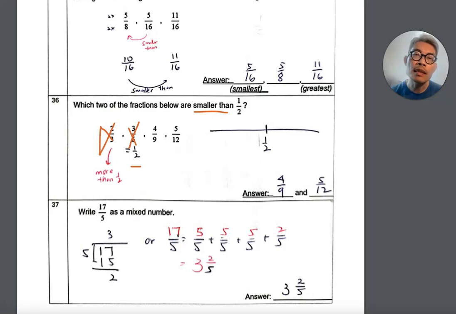Now we're left with these two. Because half of 12 is 6, and half of 9 is 4.5. So which of these are smaller than half? These two are smaller than half.